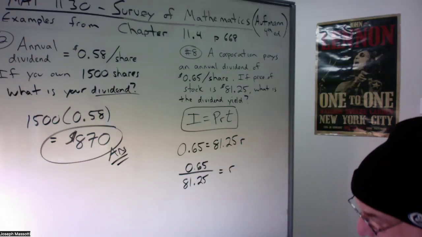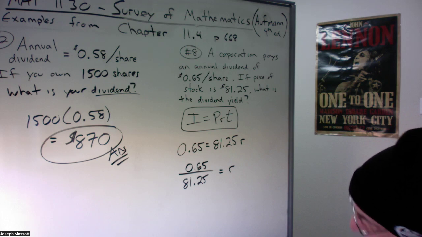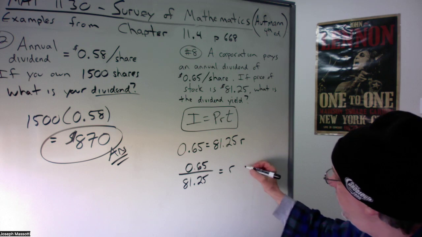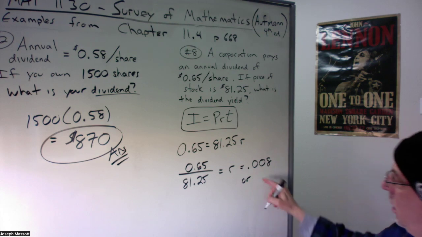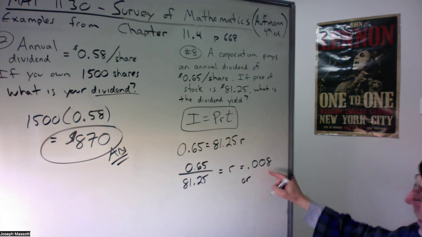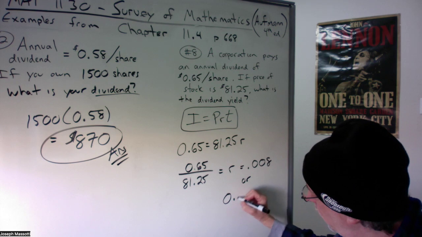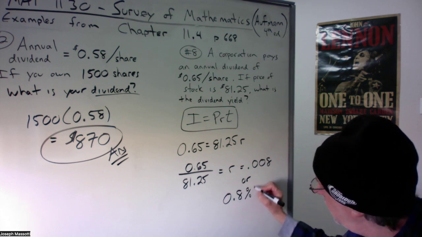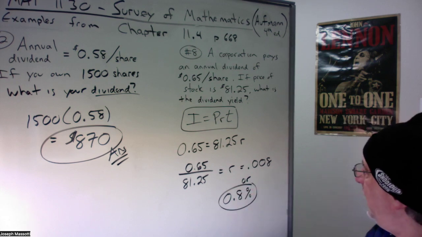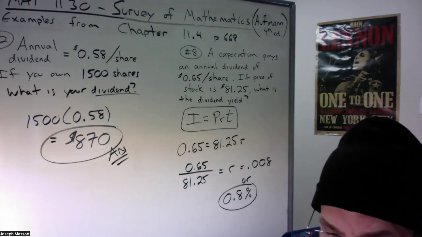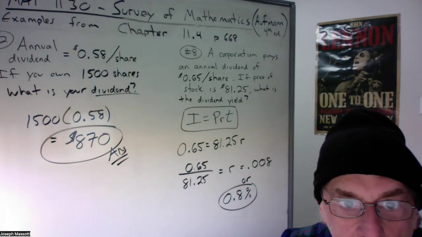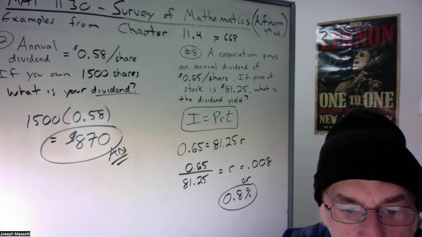So we plug that into our calculator, and we end up with 0.008, or as a percentage, 0.8%. That's the rate, 0.8%. That's going to be our answer for number 8.